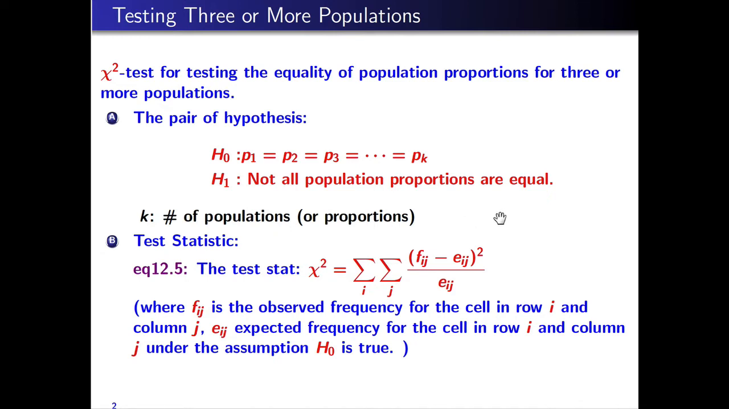And step number 2, we find the test statistic chi-square using equation 12.5. The test statistic chi-square is equal to this double sum of (Fij minus Eij) squared over Eij, where Fij is the observed frequency or given frequency for the cell in row i and column j. Eij is the expected frequency for the cell in row i and column j under the assumption H0 is true.